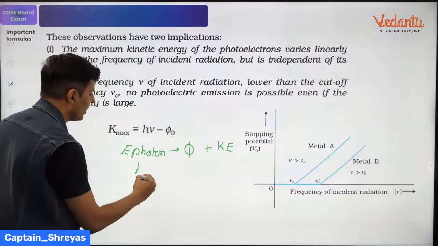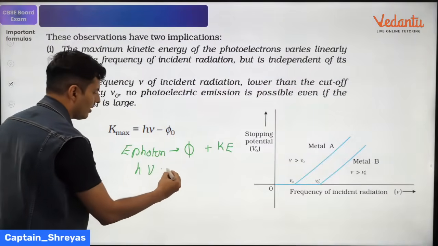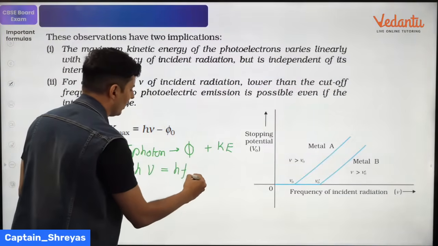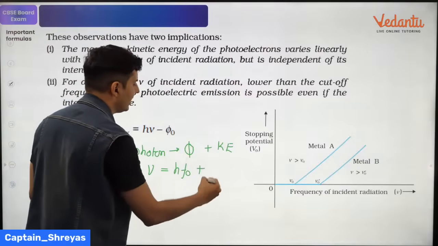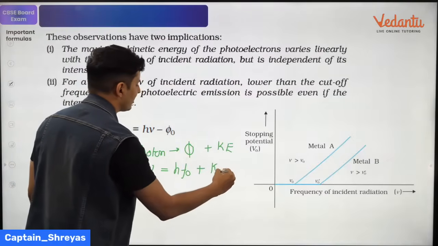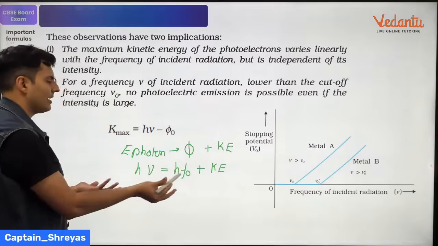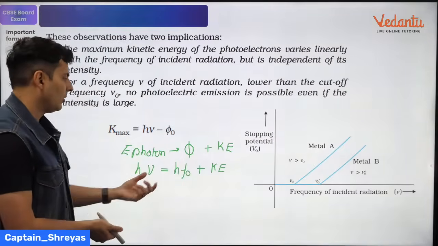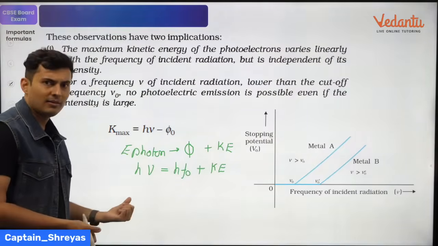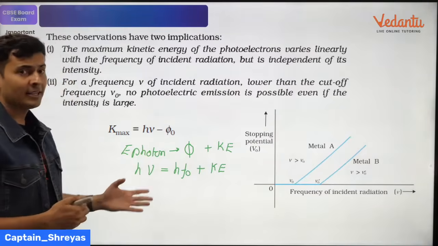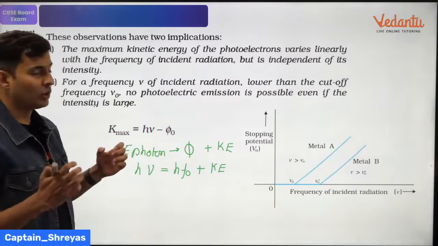So energy of the photon is h nu or hf. Work function, you can call it as hf naught or just phi. And this is kinetic energy, so you can just leave it as kinetic energy. So you can rearrange this and you can get this formula also. Kinetic energy is h nu minus phi. Also remember, kinetic energy is measured in terms of stopping potential.